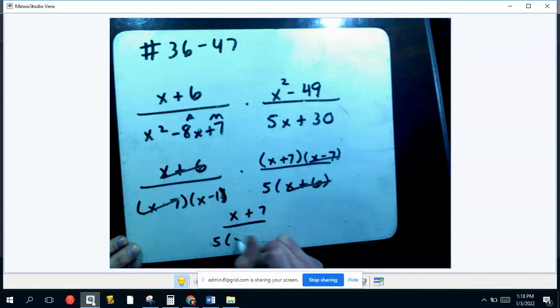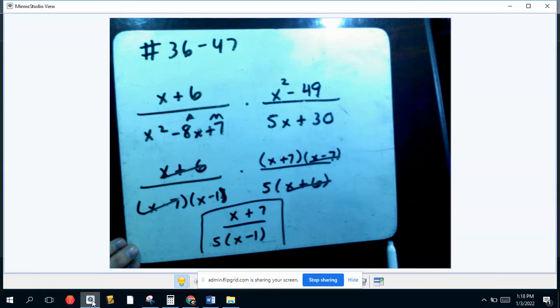Now on the bottom, if you don't distribute, which is fine, you would have to retain the parentheses. There's no reason to keep the parentheses on top. There's nothing being multiplied times x plus 7. Okay, so that would be my solution there, or excuse me, my product there.